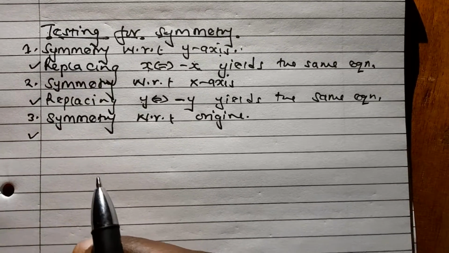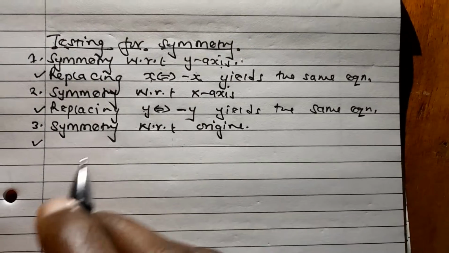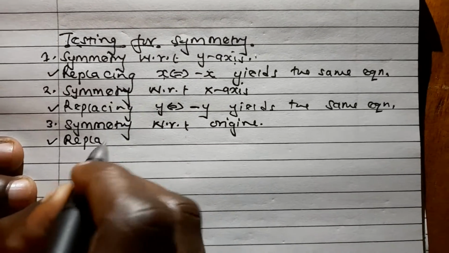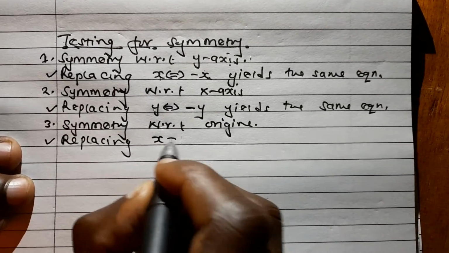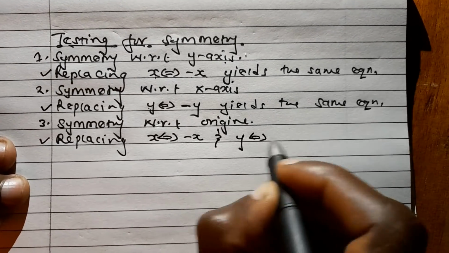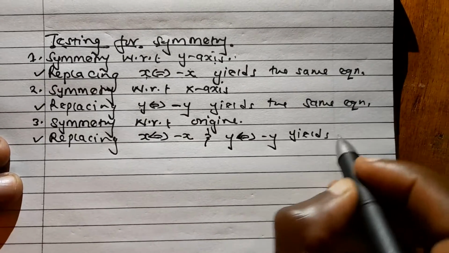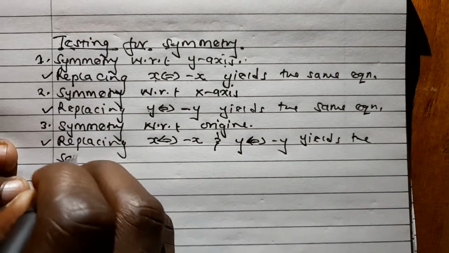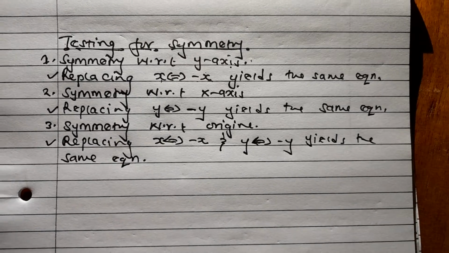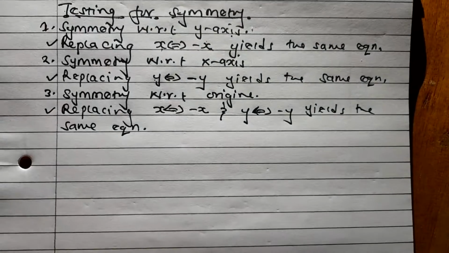So this time round, both x values and y values are changing from positive to negative. So to test for symmetry with respect to the origin, we replace x with negative x and y with negative y, because both are changing, and this should yield the same equation. So basically, that is how we test symmetry.